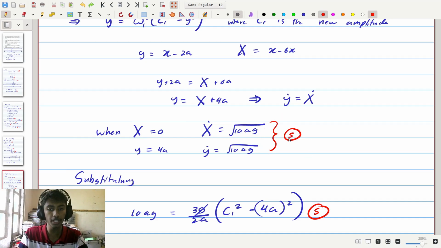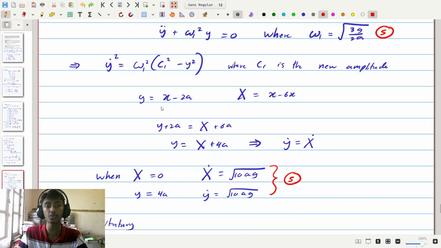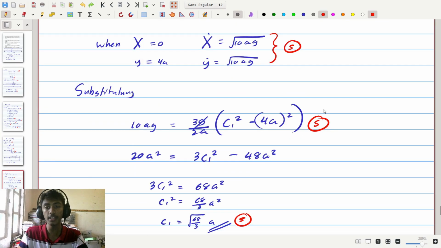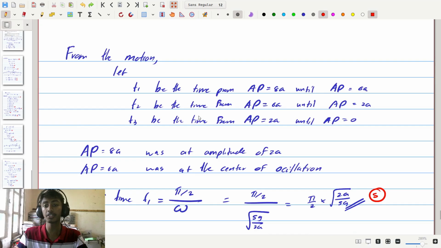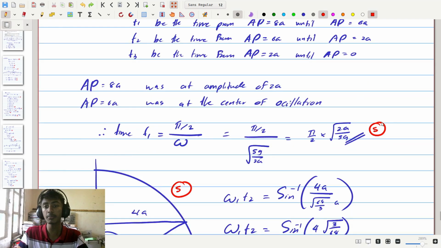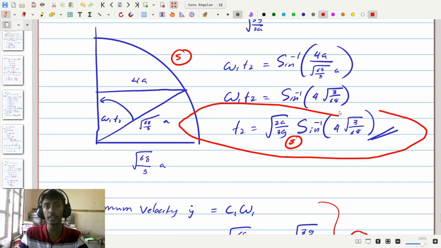When you use this relation to then substitute, and you get this equation of y dot squared and all of that, substitute in, you get 5 marks for substituting, and simplifying down to get C1, the second amplitude, equals square root of 68/3 times a, you get another 5 marks. Now after this, when you then consider the times involved, for finding time t1, you get 5 marks, and then for drawing the diagram for time t2, you get 5 marks, and finding time t2, you get another 5 marks.